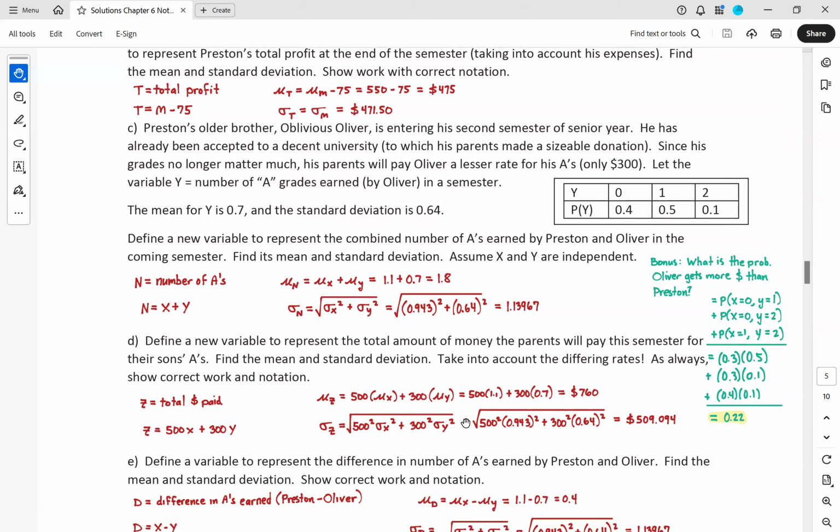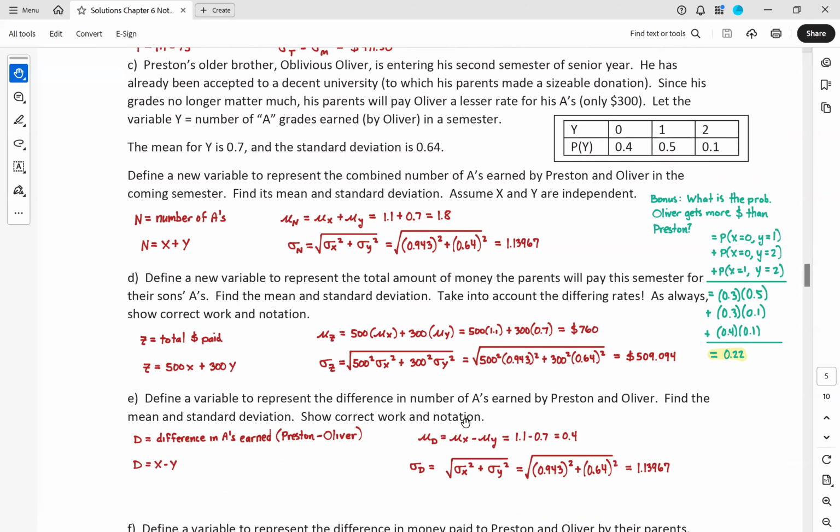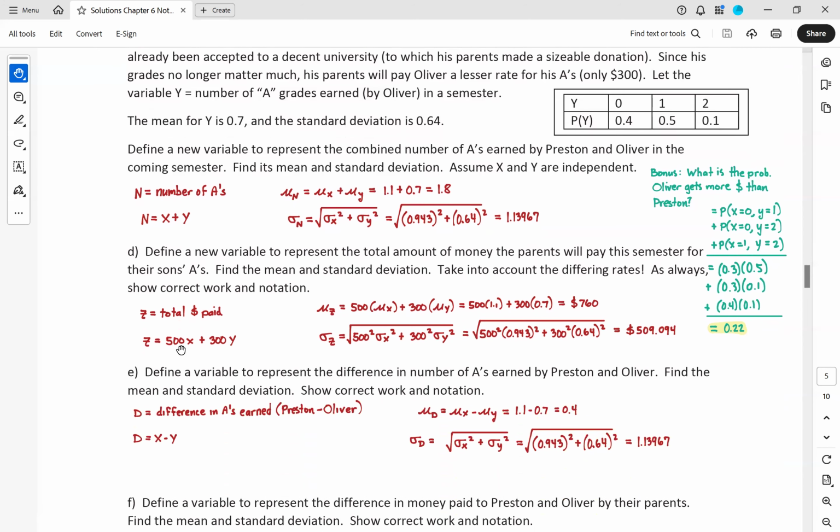As we move down the page, this will get a little more complicated. In part D, we see two types of transformations together. I see the adding of two variables, but also multiplying each of those variables by a constant. So here we want to find the total amount of money paid out by the parents, which really they're paying 500 for every A from Preston and then 300 for every A from Oliver. Hence, Z, if we want to give it a new name, is equal to 500x plus 300y.